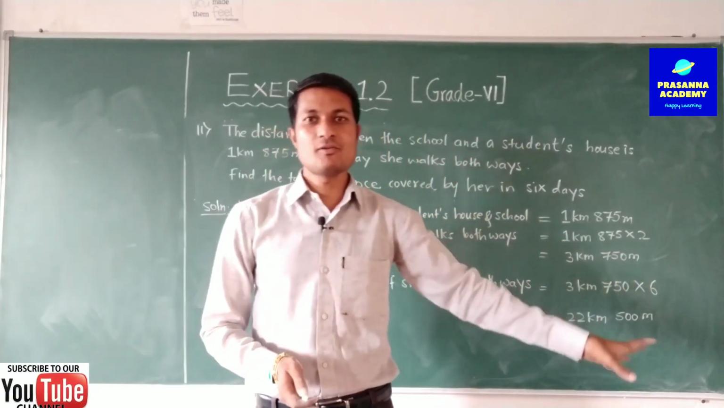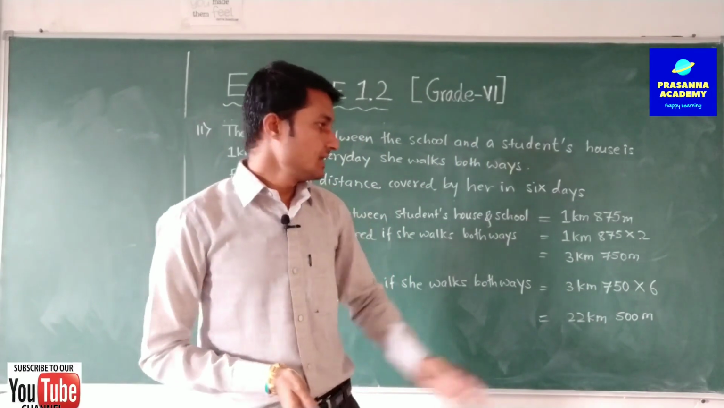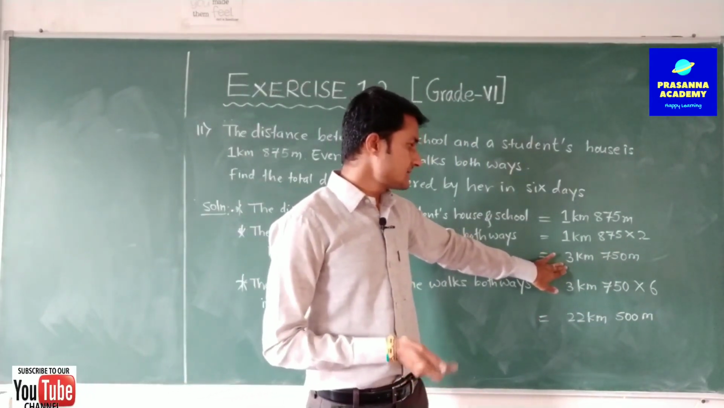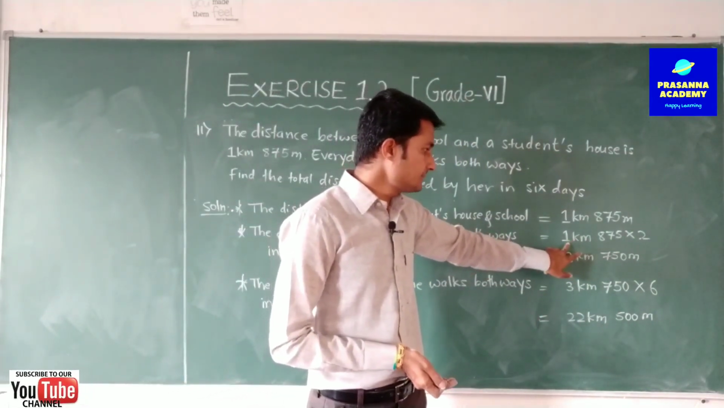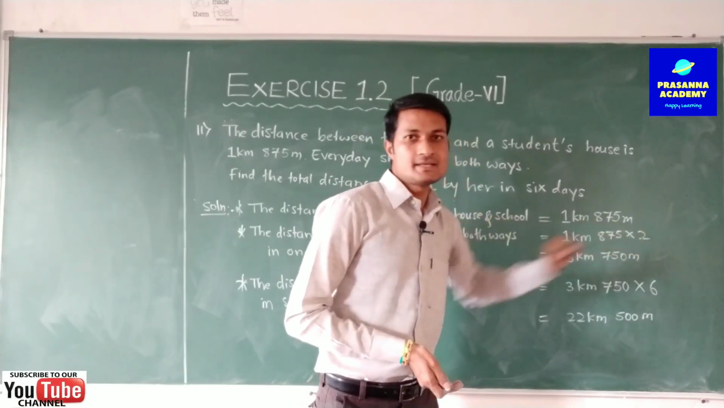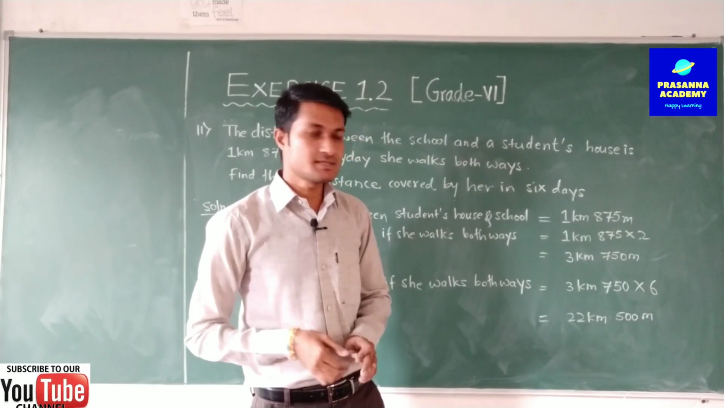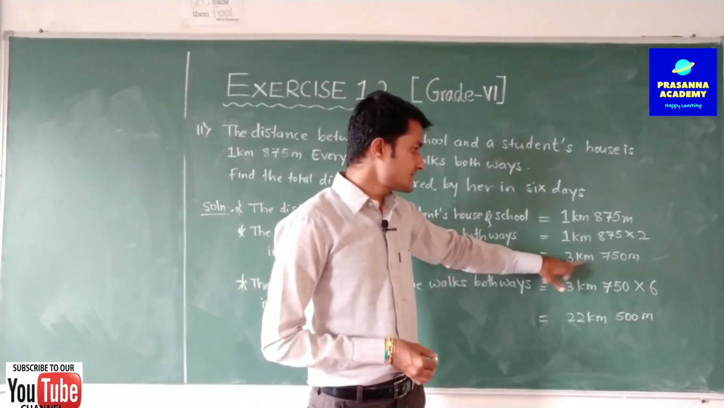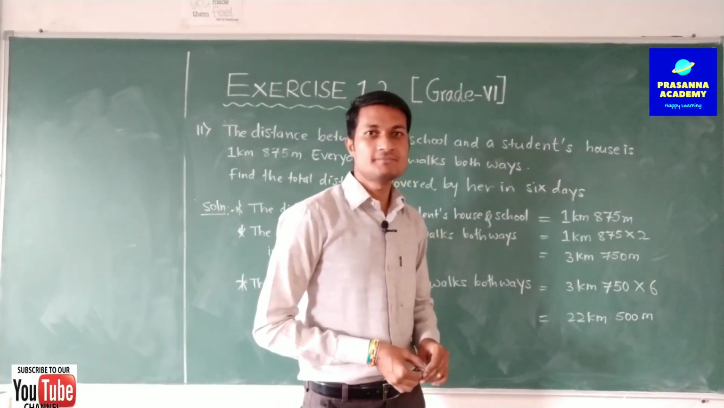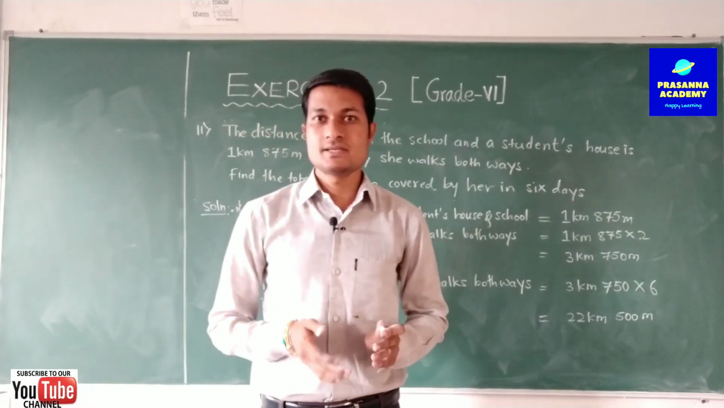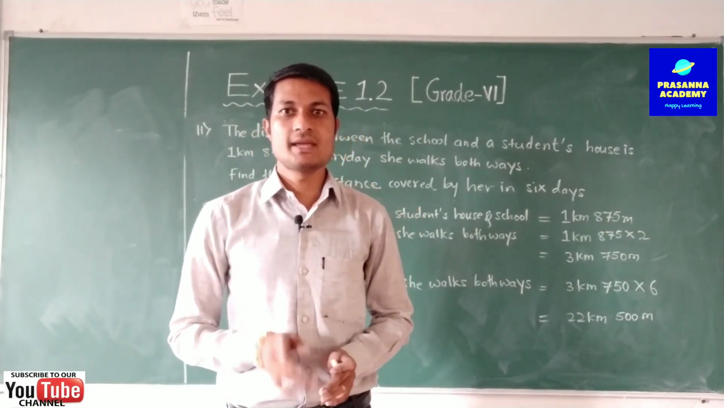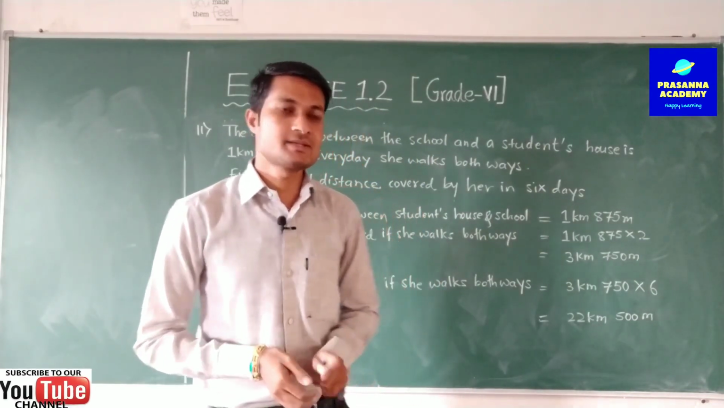The reason I didn't go for a clear explanation is that in the last class we learned how to multiply the length by a number like this. That's why I didn't go for the clear explanation here. I hope you will understand that. So we got the product as 3 kilometer 750 meter. So this is the distance she covers in one day if she walks both ways.